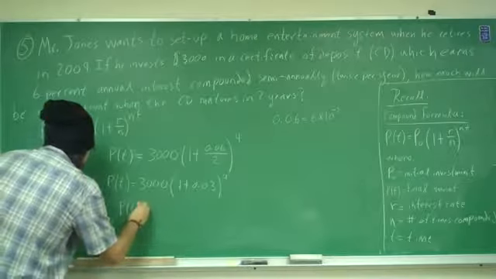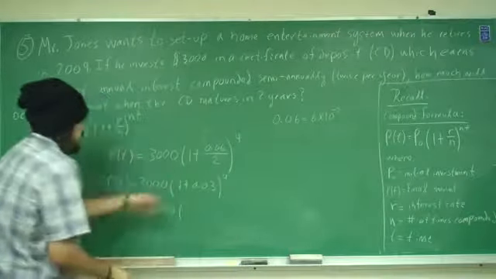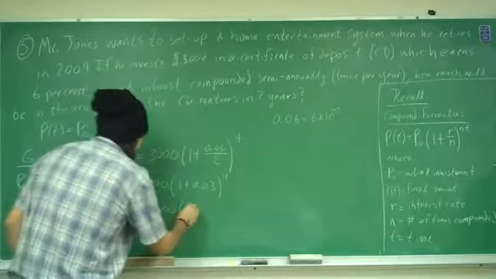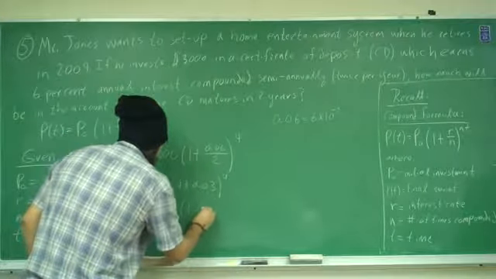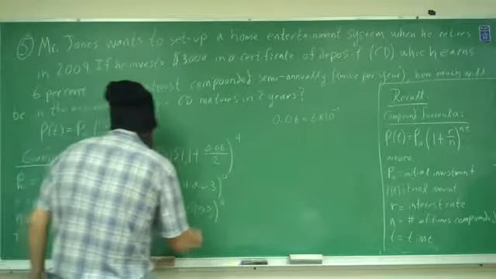We simplify this even more. We get 3,000 times 1 plus 0.03, that's 1.03 to the 4th power. And that is your final answer.